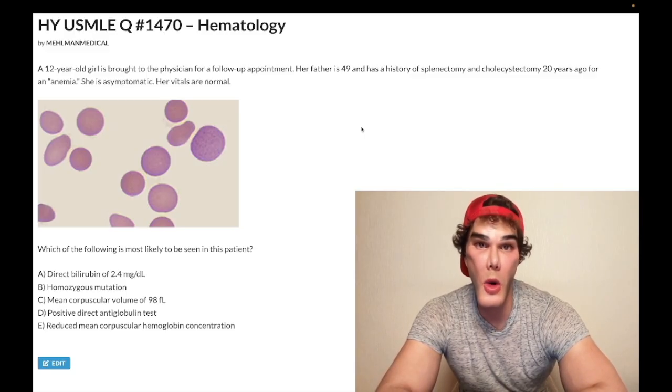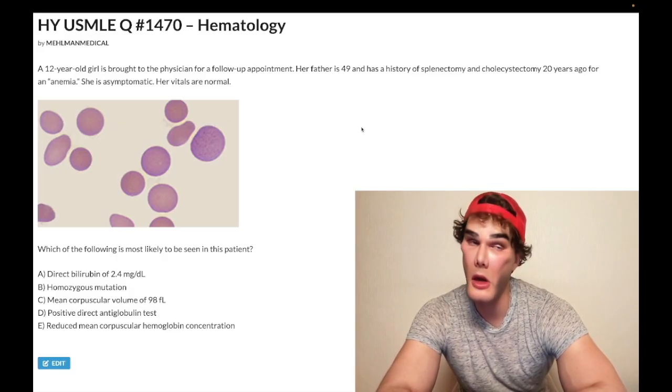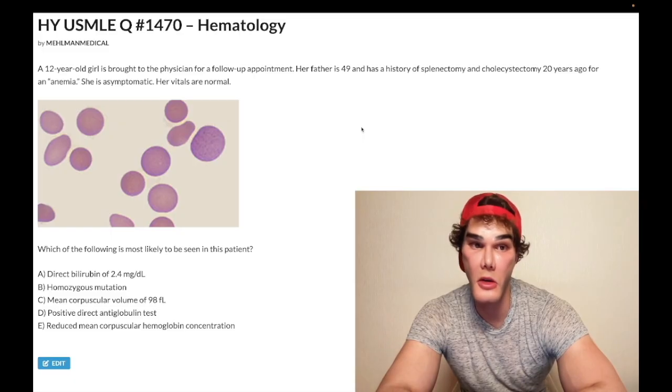It's very buzzy in a question, even for Step 1 level, that if they tell you there's a parent who had a history of splenectomy and/or cholecystectomy, they're handing you the diagnosis of hereditary spherocytosis.